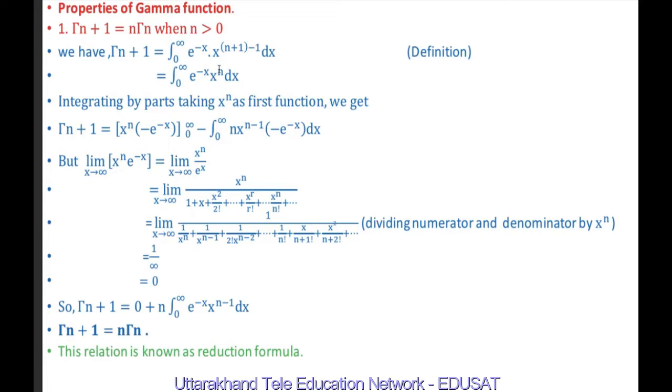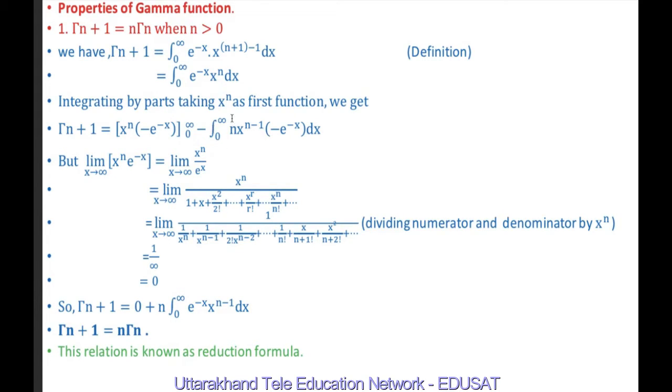power n here. If we integrate it by parts, we will take x raised to power n to be the first function and e raised to power minus x to be the second function. Everyone knows how to integrate by parts. So first function as it is, x raised to power n, integration of second. Integration of e raised to power minus x is e raised to power minus x upon minus 1. So it is minus e raised to power minus x, limits are from 0 to infinity.